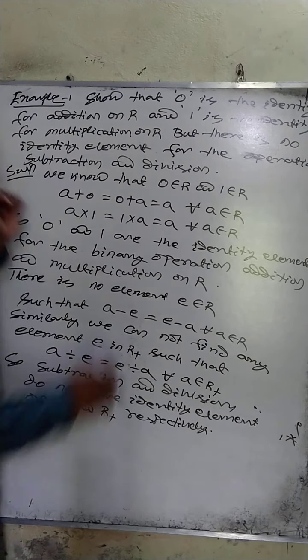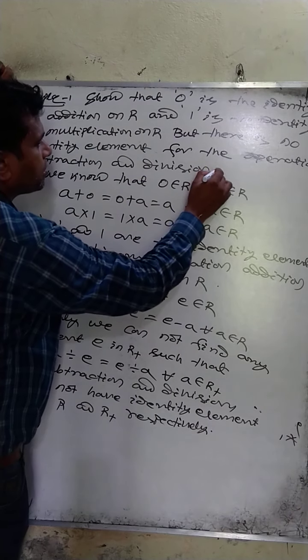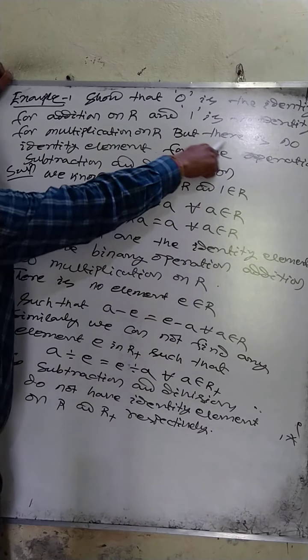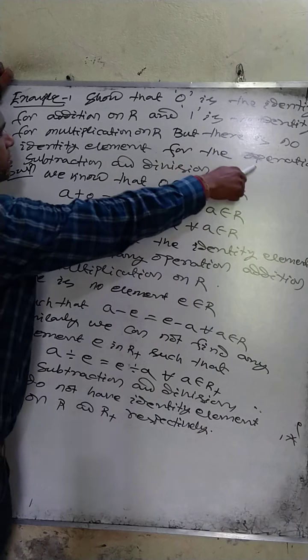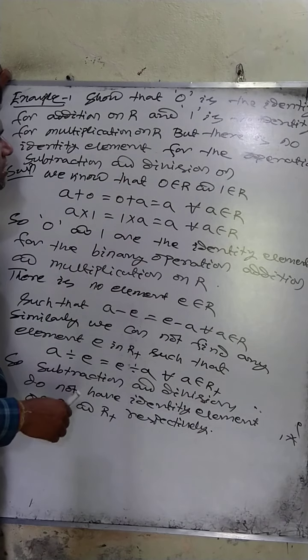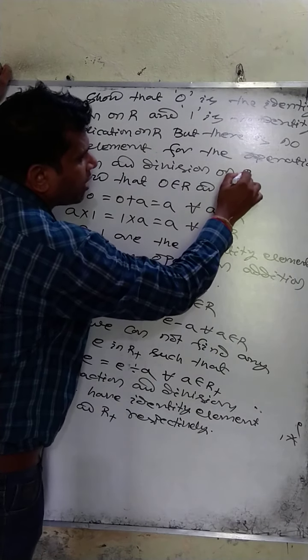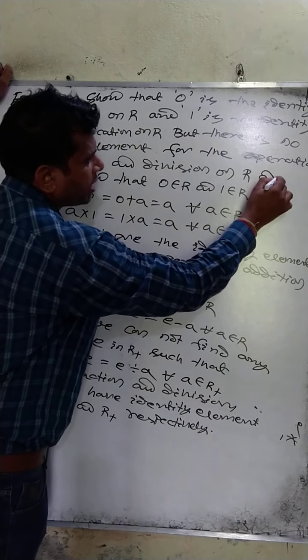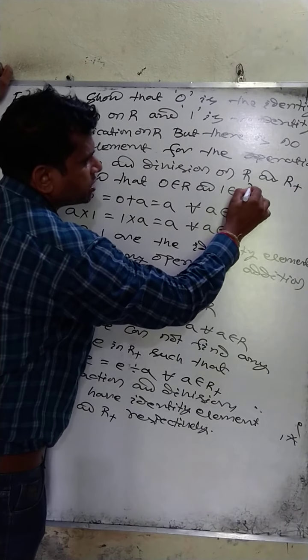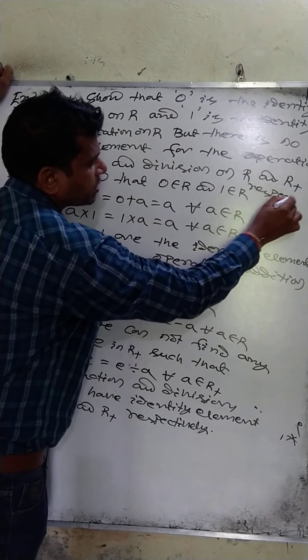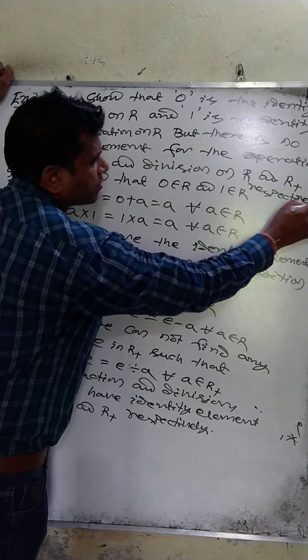But there is no identity element for the operations subtraction and division on the set of real numbers and R plus respectively. Okay.